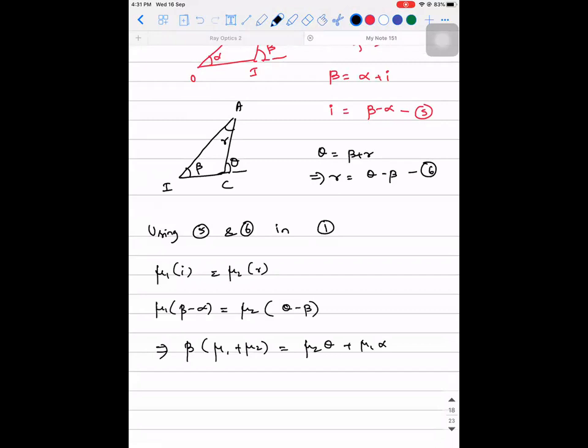Concentrate, guys. This is a very, very important derivation. Most of the time, this comes in the 5 marks one. So beta into mu1 plus mu2 is equal to mu2 theta plus mu1 alpha. So what is the value of beta?